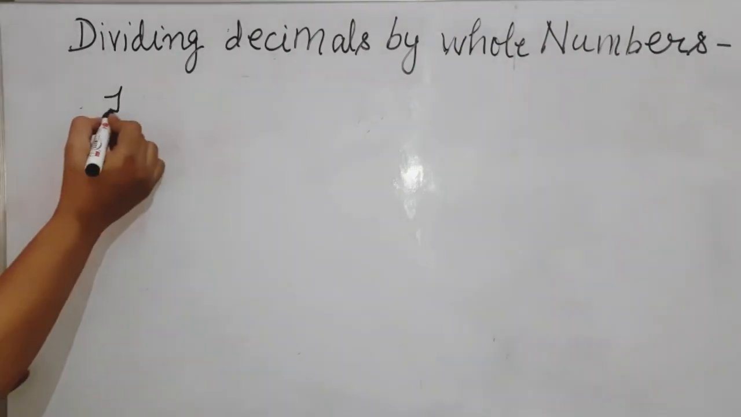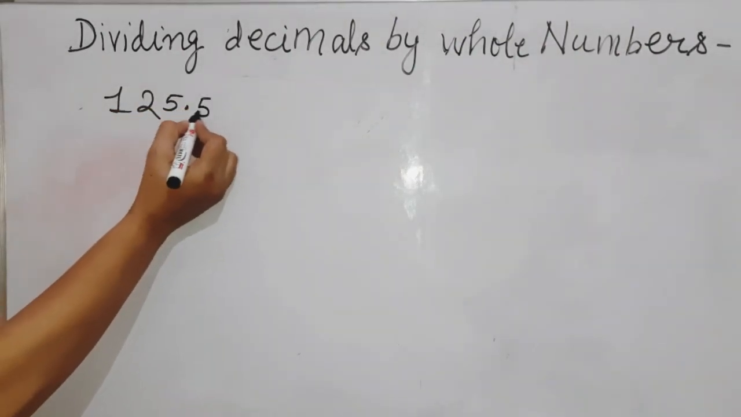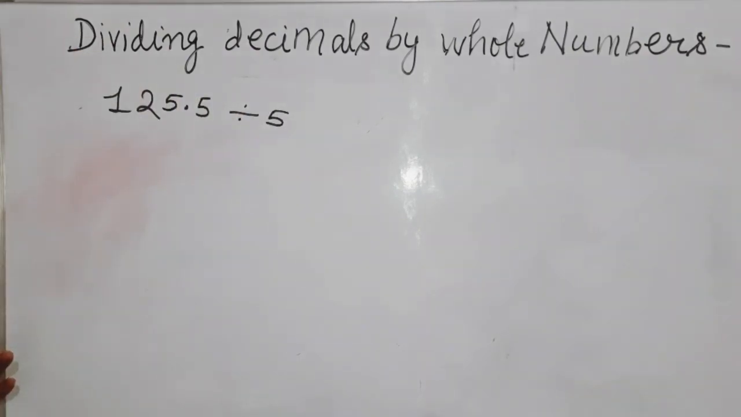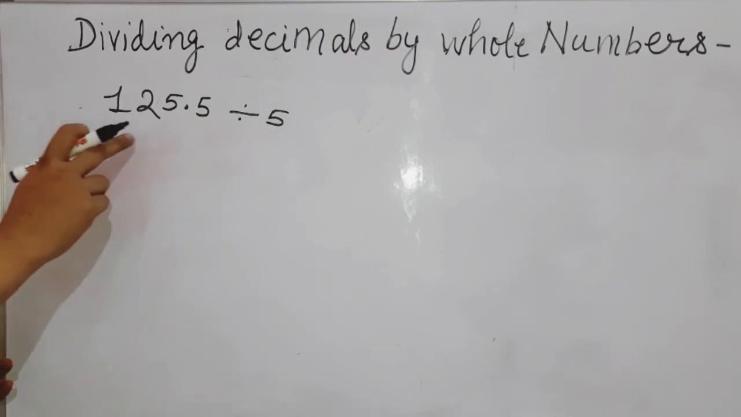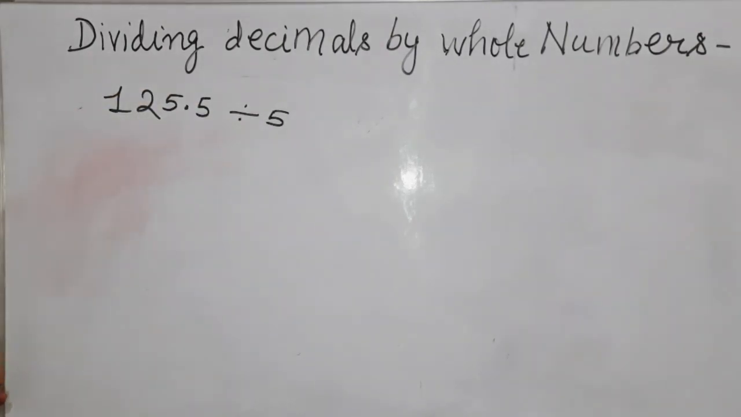For example, we have to divide 125.5 by 5. How will we perform the division? We will simply use the normal long division method, the standard division process. The only thing we have to keep in mind is that in the quotient, place the decimal point directly above the decimal point of the dividend. You will understand this part once I start solving this question. So please pay attention students.